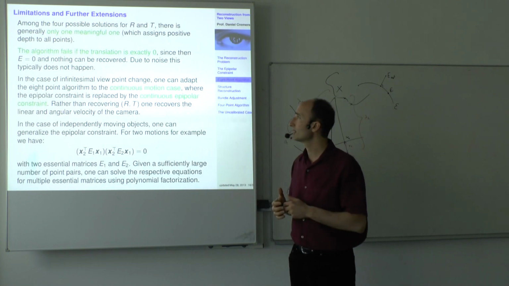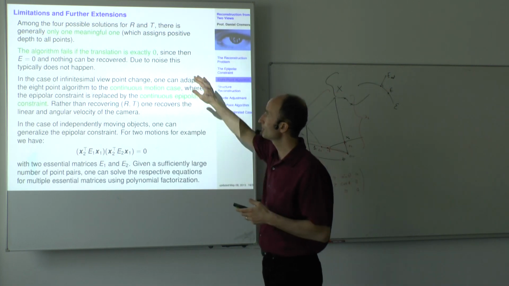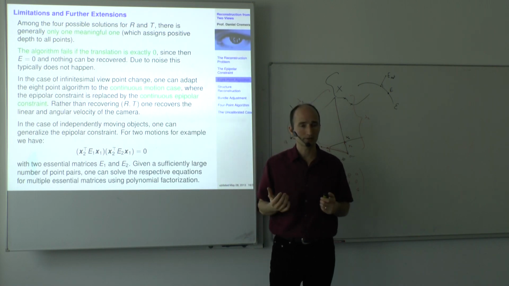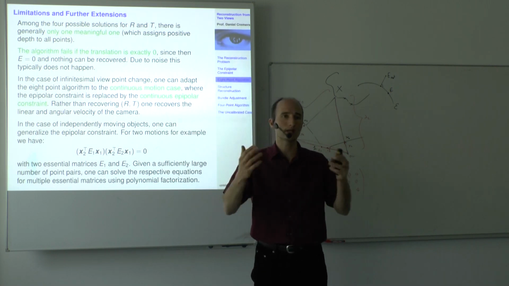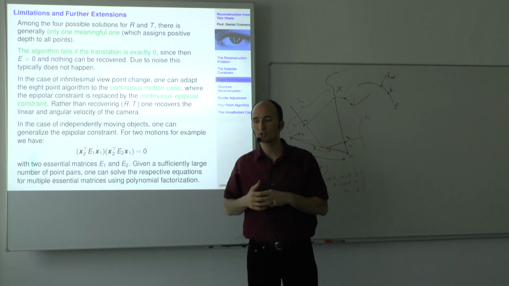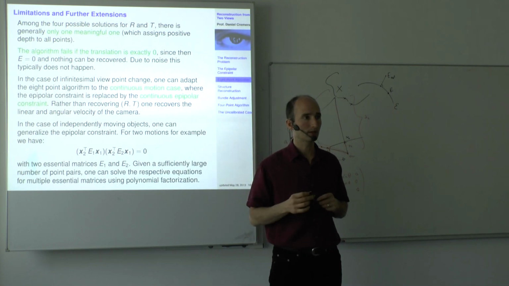Some last words about the 8-point algorithm. I mentioned there are 4 possible solutions for rotation and translation. In the general case, where I have 8 points and a non-degenerate scenario, I have 4 solutions for rotation and translation. The question is, which one is the right one?